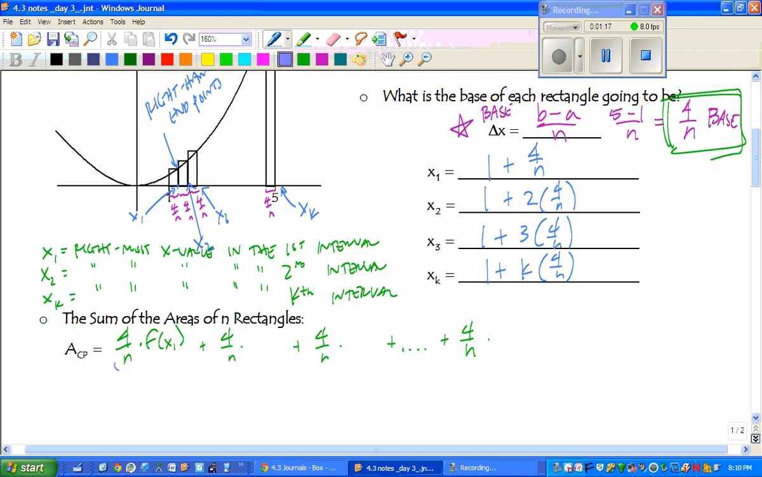So we have the base times the height. So that's our first one. First base times the first height. Then our next one, same thing. Same base times our height is going to be f of x sub 2. Then we're going to have 4 over n times f of x sub 3. And then our last one is going to be 4 over n times f of x sub k.